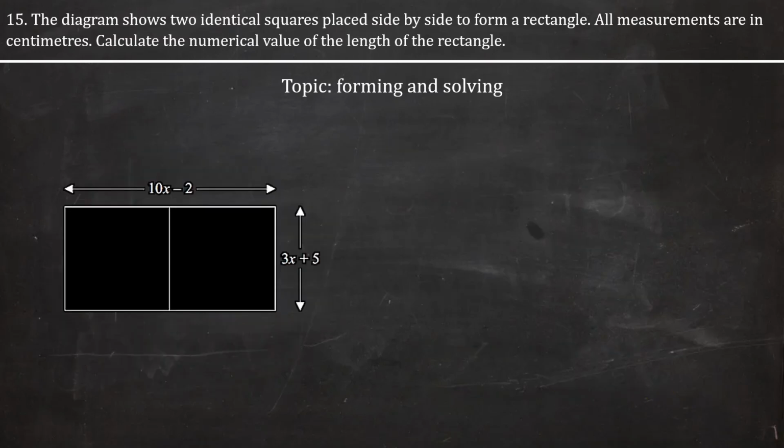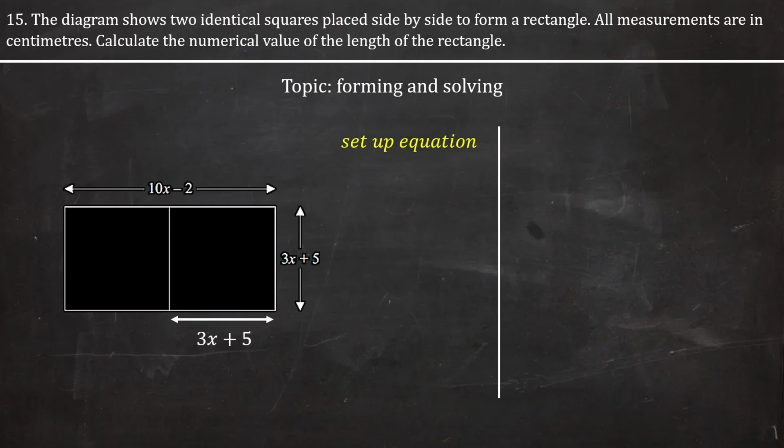Question 15, a formula solving question. So first of all, the shapes on the right are squares. So just to visualize, I'm going to put the side of the square at the bottom as well, because this makes it really simple to visualize that 3x plus 5 is half of 10x minus 2, because the two squares are identical.